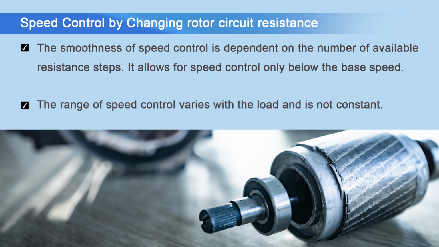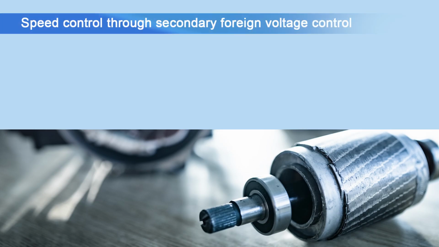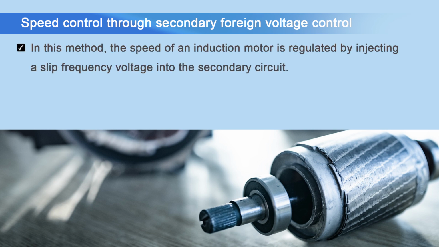The range of speed control varies with the load and is not constant. Speed variation is limited to a range between 50% and 100% of the base speed. Now, the next method for speed control is through secondary foreign voltage control. In this method, the speed of an induction motor is regulated by injecting a slip frequency voltage into the secondary circuit.